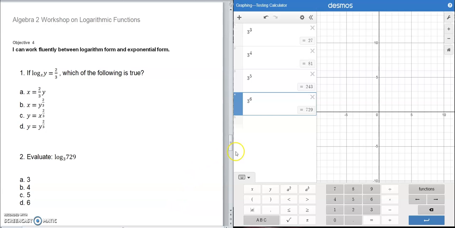So here you can see I have plugged them all in on Desmos. 3 to the power of 3 is 27, 3 to the power 4 is 81, 3 to the power 5 is 243, and 3 to the power of 6 is 729. Therefore, your answer is D.